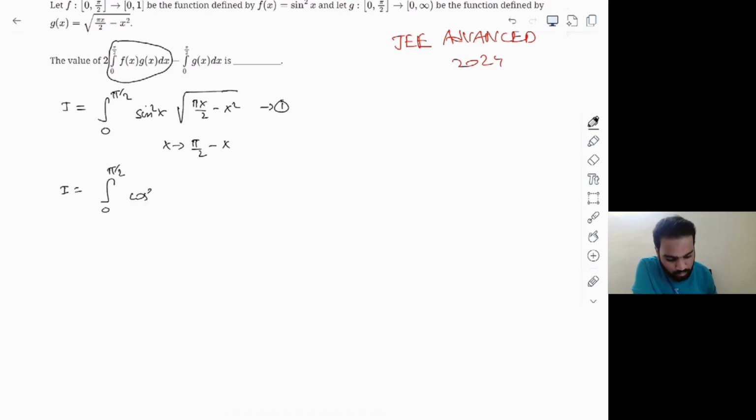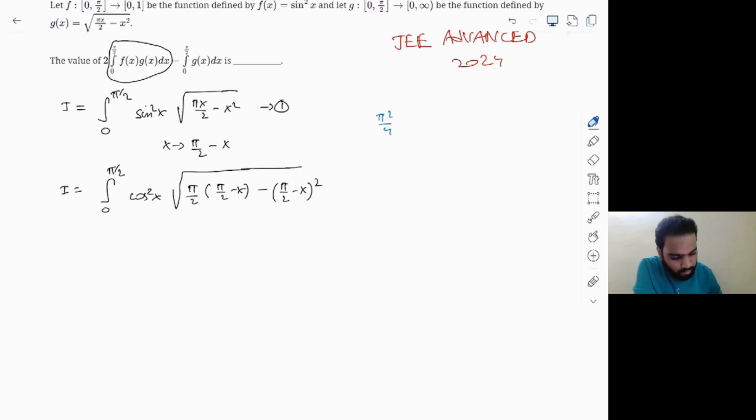Sine square x obviously becomes cos square x if you replace x with pi by 2 minus x, and let's calculate the remaining part. Square root of this is pi by 2 into, in the place of x I am putting pi by 2 minus x, and minus of again this is (pi by 2 minus x) whole square. Okay, now let's expand and see what happens here.